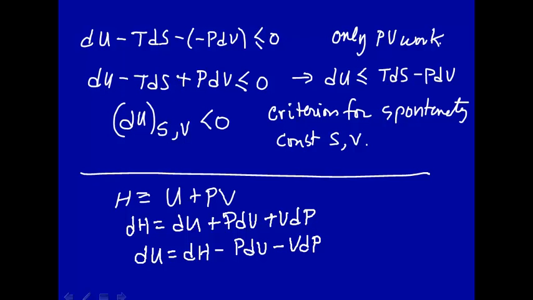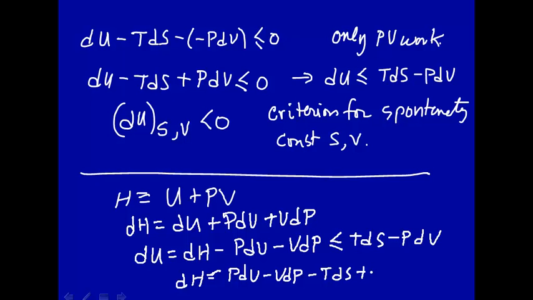And we've shown that we can rewrite this equation here as dU is less than or equal to TdS minus PdV. In other words, take this term and this term, put it over here. So that's what dU is equal to. So we can say that that is less than or equal to, for reversible processes, TdS minus PdV. Solving this equation for dH, actually, let's take these things and put them over there. So dH minus PdV minus VdP, minus TdS plus PdV is less than 0.